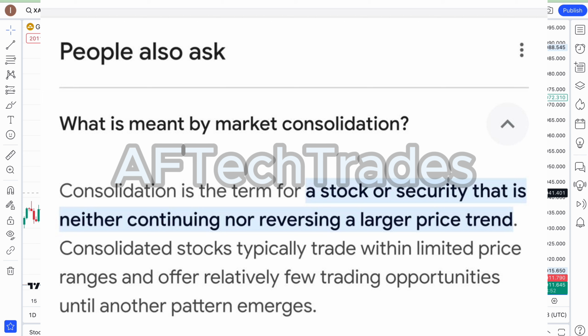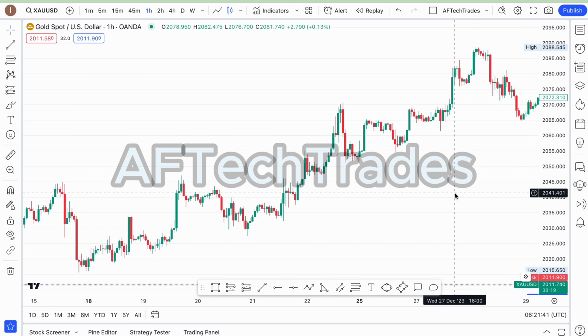Another definition here says, consolidation is the term for a stock or security that is neither continuing nor reversing a larger price trend. Consolidated stocks typically trade within limited price ranges and offer relatively few trading opportunities until another pattern emerges. So you can see a consolidation market is a market in an indecisive mood. It is usually ranging sideways.